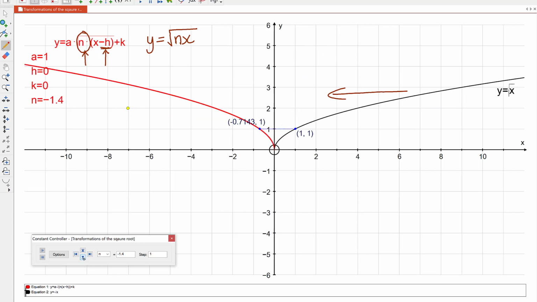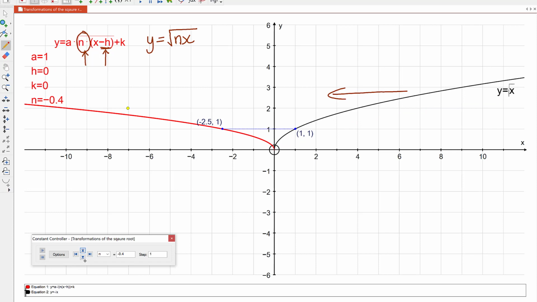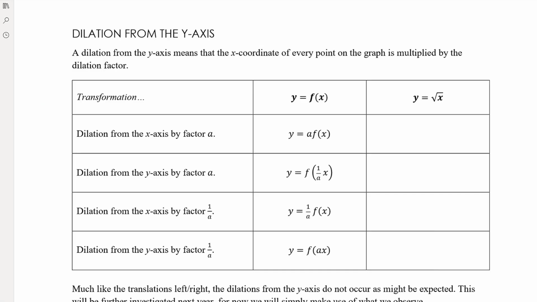So if I make n negative, we see here that we get, now we can make it smaller again, that we are both reflecting in the y-axis and dilating from the y-axis. Okay, but dilating from the y-axis by a factor of 1/n. So the negative value, that's the reflection, and the value of the number is about the dilation. Okay, let's go back over to our notes.